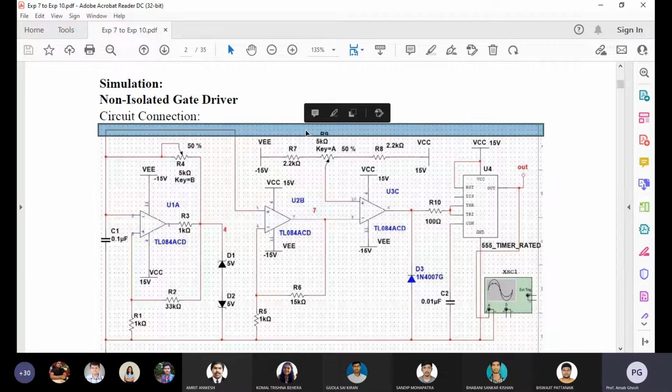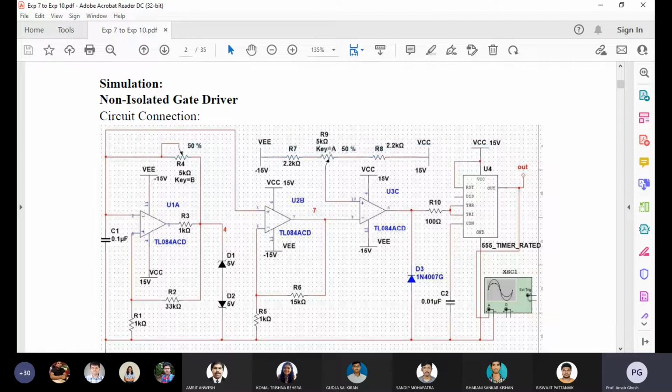From this circuit we are generating the repeating sequence. Then what happened?